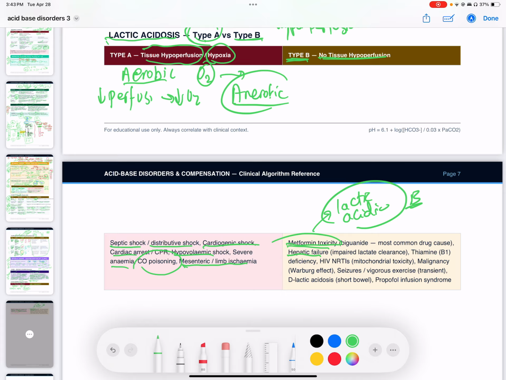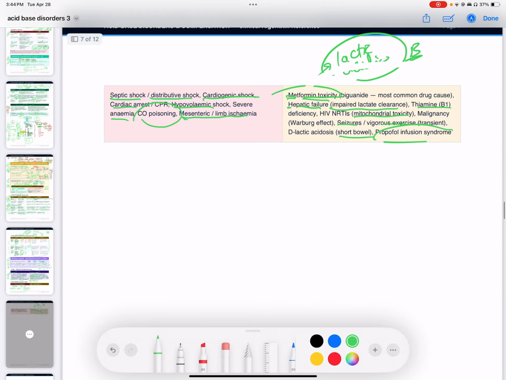Sometimes in hepatic failure because of impaired lactate clearance, sometimes B1 deficiency, mitochondrial toxicity, seizures, exercise, propofol infusion syndrome, poor bowel, all these different etiologies, which is definitely way less common than type A. So that's the lactic acidosis, right?